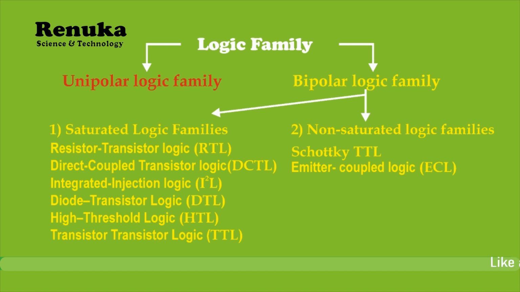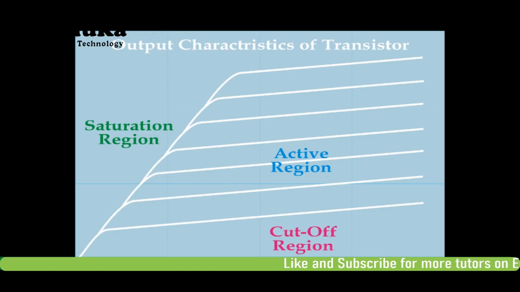First type is the saturated logic families. Now what do you mean by saturated logic families? In the 11th, when we studied the characteristics of a transistor, the input and output characteristics, we saw a graph which indicated the saturation region, active region and cutoff region. That means the transistor can be operated in three regions: saturation region, cutoff region and active region.